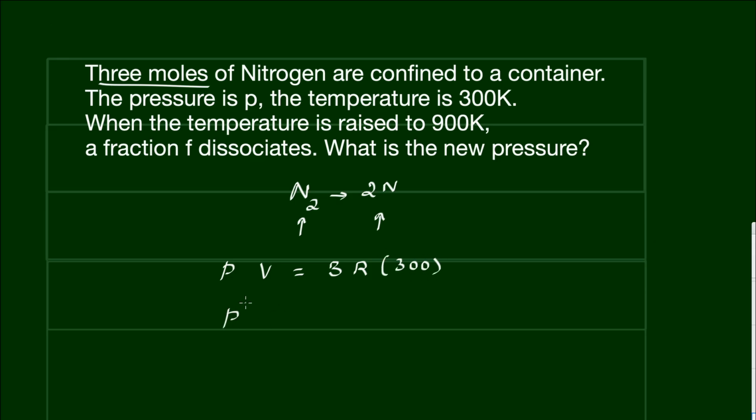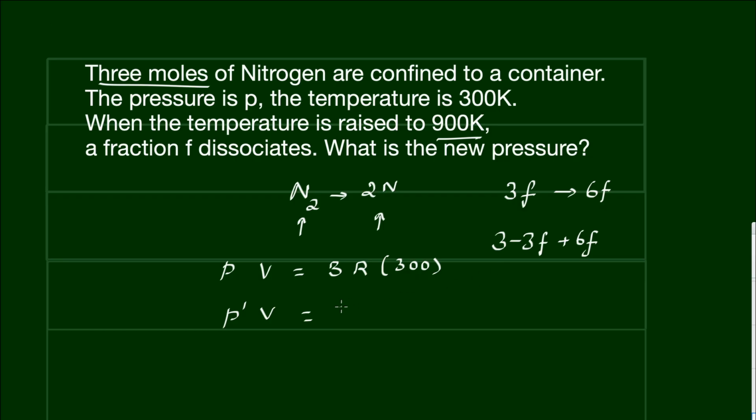And the new pressure P prime, when I raise the temperature to 900 Kelvin, the volume remaining the same, is going to be how much? Again, let's say f is the fraction that has dissociated. If a fraction f of the gas dissociates, we start with 3 moles, so 3f is the number of moles of N2 that has dissociated. That has now become 6f moles of dissociated N atoms. So if we start with n of 3, minus 3f is what is undissociated, plus 6f dissociated.